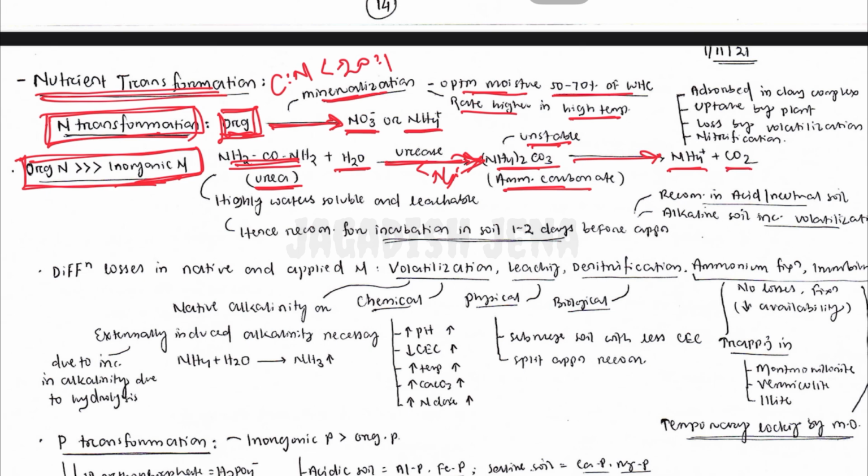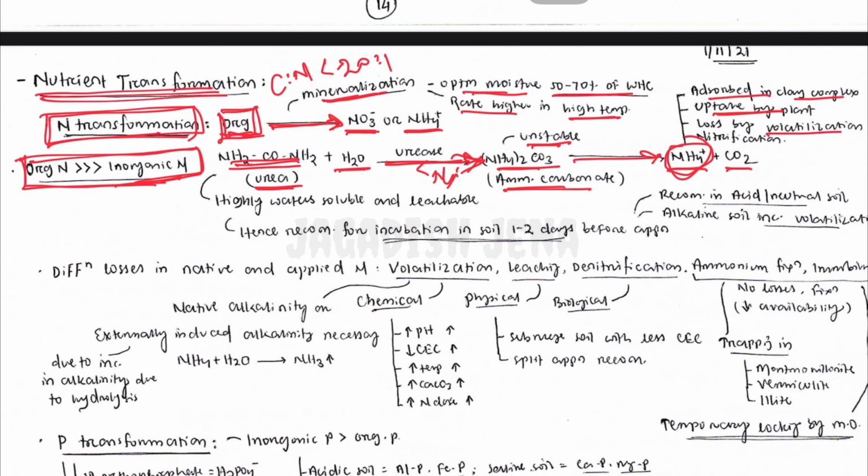So what is the fate of this ammonium after conversion of urea to ammonium? It can be adsorbed in the clay complex. Ammonium is a cation, and clay minerals are mostly anionic in nature, so the negative charge will attract the positive ion, the cation, and hold that ammonium. Ammonium fixation might be a problem in some soils. Another fate is that it can be taken up by plants. Some plants prefer to take up ammonium instead of nitrate.